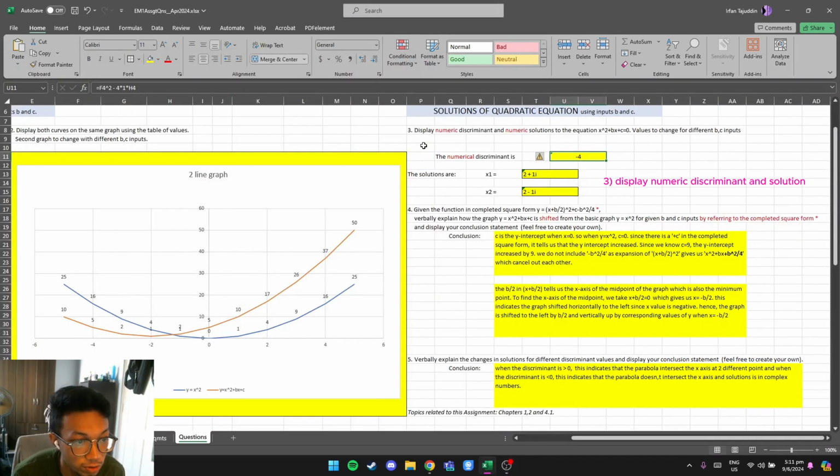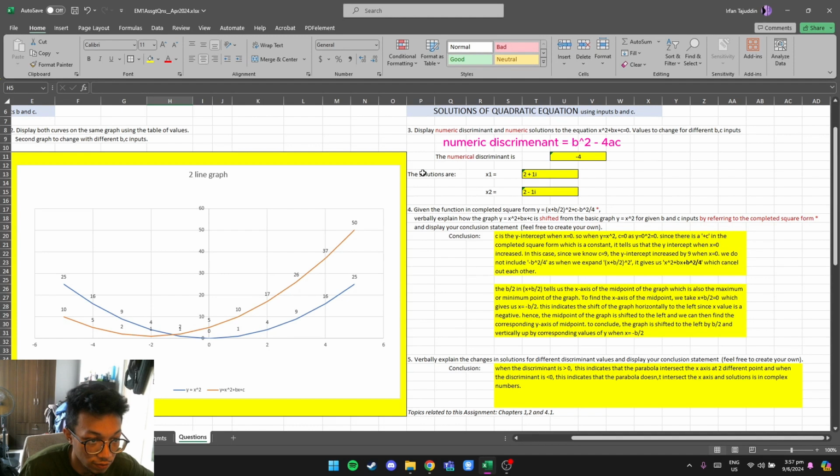So for number 3, we have to find the numeric discriminant and the numeric solution. So the formula for the numeric discriminant is b squared minus 4ac. The next part is I have to find the solutions for x1 and x2. So what I need to do for the solution is I have to use the if function. So if function is to check the condition if it's true or false.